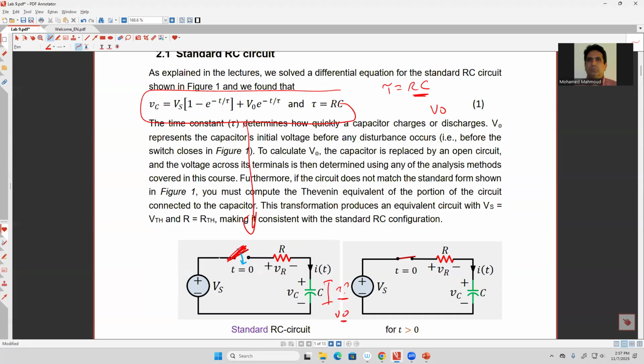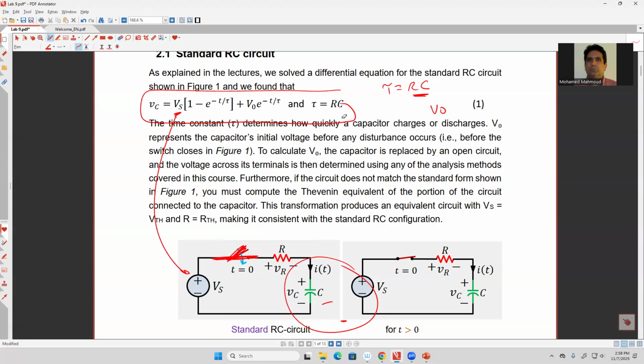And then when the switch is closed, one of two things should happen. If Vs is greater than V naught, the capacitor is going to charge, or if V naught is greater than Vs, the capacitor is going to discharge. Once the disturbance happens, you need to know the initial voltage for the capacitor. Also, you need to calculate the supply voltage, Vs. You need to know it, which is this one here, okay?